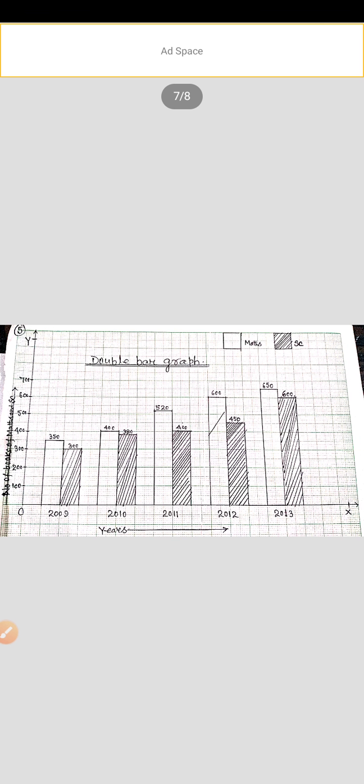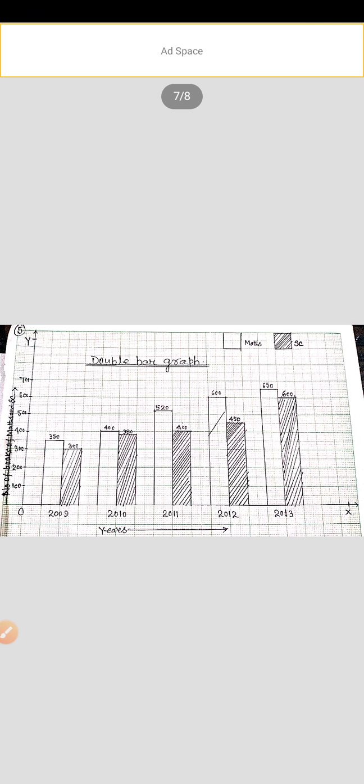Similarly, for 2010, 400 mathematics books and 380 science books are purchased. So draw the bars of mathematics books and science books. The height of mathematics books is 400 and science books is 380. Listen here: 1 centimeter equals 100, so the height of two small squares is equal to 20.